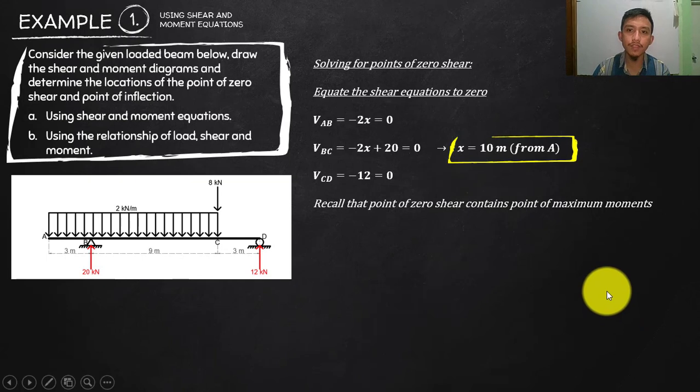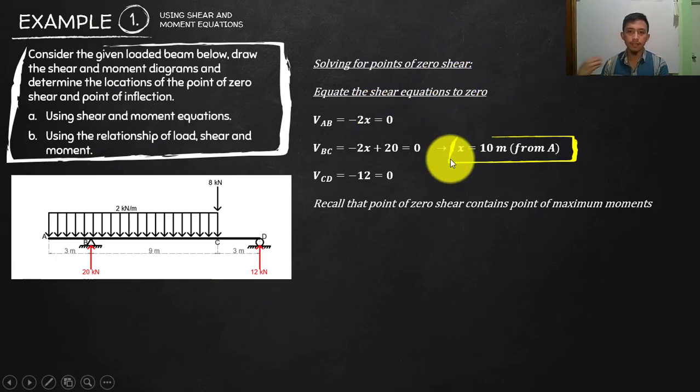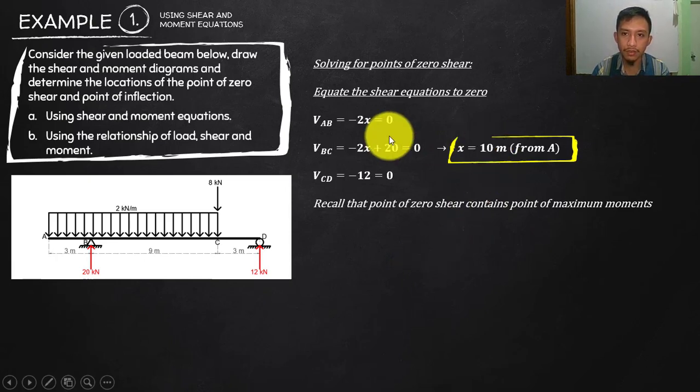Okay, all we need to do now is find your point of zero shear. How are we going to do that? Using your equation. So these are your shear equations. That is for AB, that is for BC, that is for CD. All we need to do is equate to 0 since we are finding the zero shear.